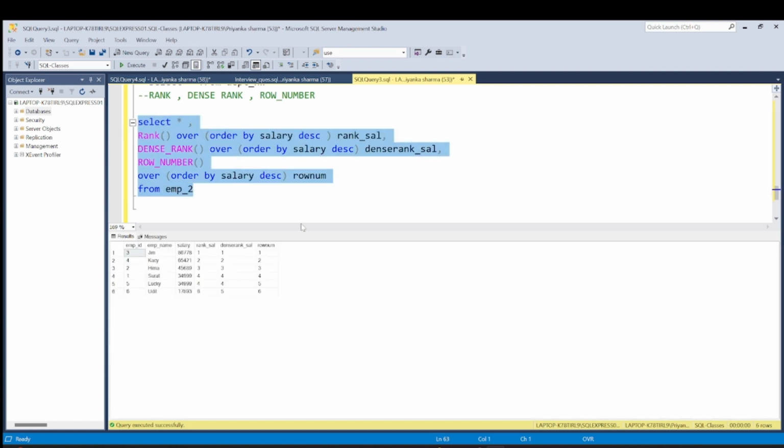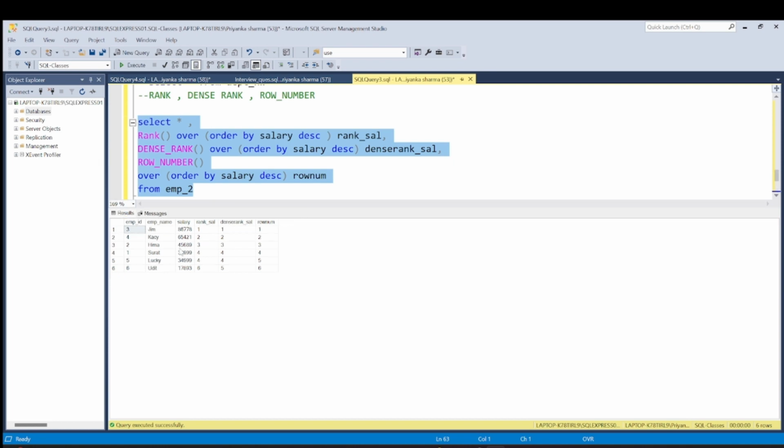Okay, now if you can see the result, the salaries have been arranged in descending order, the highest being ranked number 1. You can see here in rank salary you get 1, 2, 3, 4, 4, and then 6, right? That means one rank is skipped here, but where 4 was repeated, they have been given the same rank.